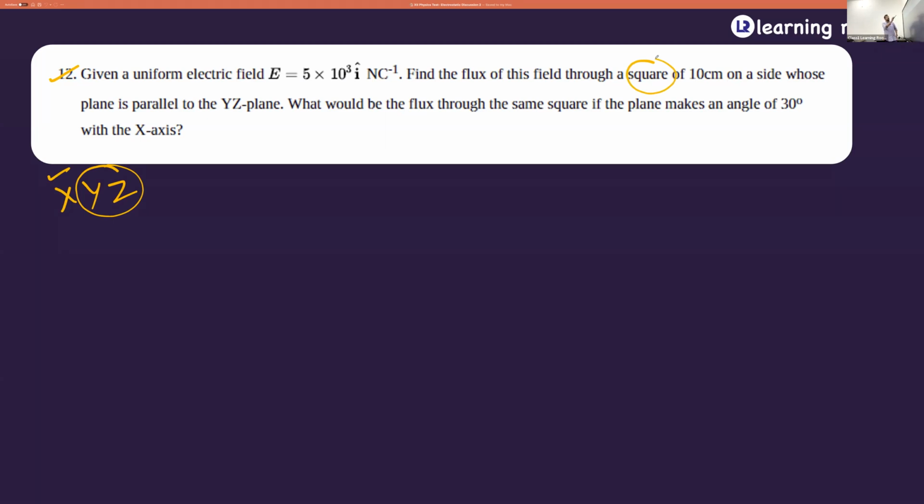Okay. So what would be the flux through the same square if the plane makes an angle of 30 degrees with the x-axis? This is also an NCERT problem. This we have solved in the class. So what is the answer for the first one? I'll call the electric field as E only. Area, I'm not taking the 10 centimeter and all, I'm just calling it as A square. So what is the angle between both? The first case, cos 0. So it is E into A square.